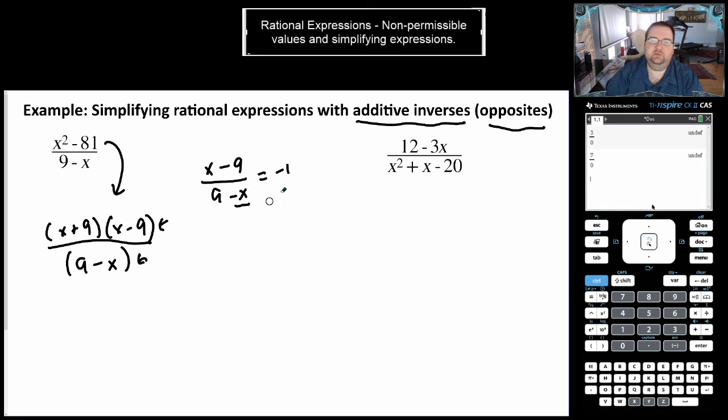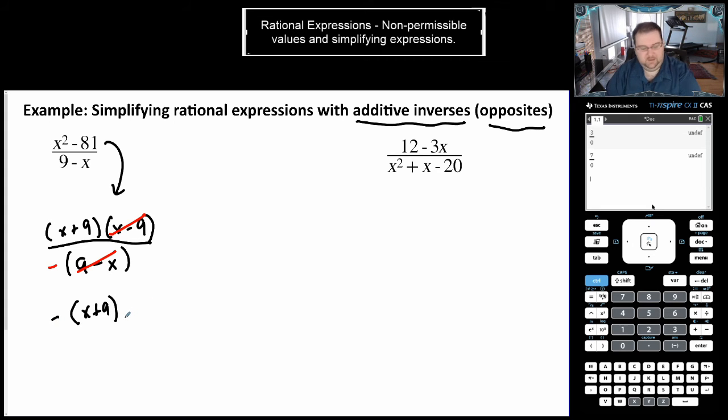So whenever you see something that looks like an opposite, you can just apply that little rule, which makes things very, very easy. So this one, we know is going to be equal to x plus 9. These two are going to cancel out, and all that's going to be left is a negative sign. And so you're just going to have negative x plus 9. Very easy.